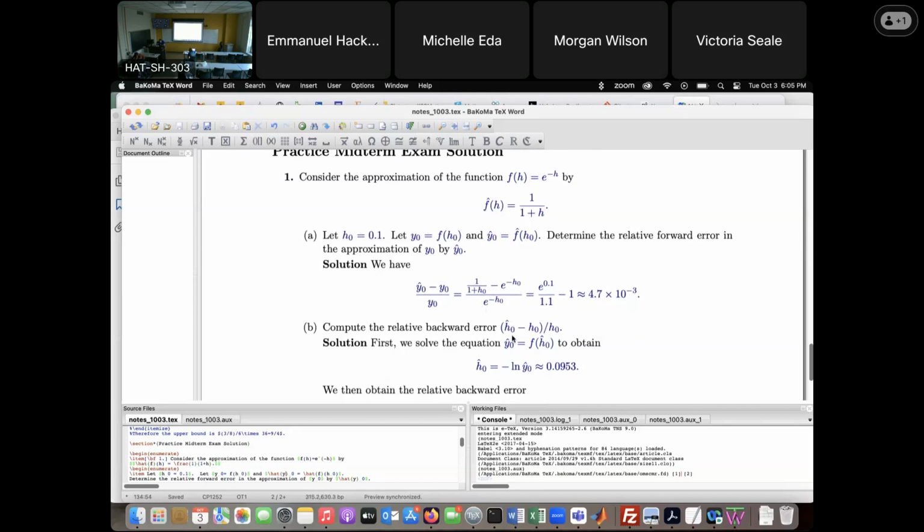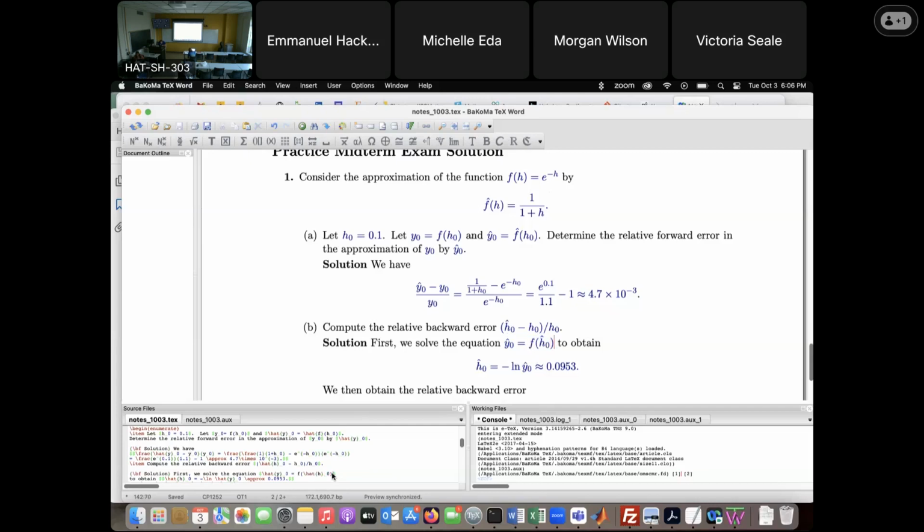Now for relative backward error, that involves the h values. So you need h naught hat. Remember how h naught hat is defined. That's your perturbed input value for backward error. It's solving this equation: you take your approximate y value, set it equal to your exact function at your unknown perturbed input, h naught hat, and you solve this equation for h naught hat. Since f is e to the minus h, okay, I'll go ahead and fill that in.